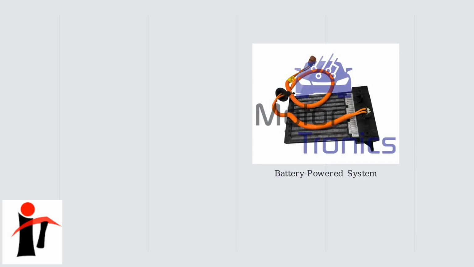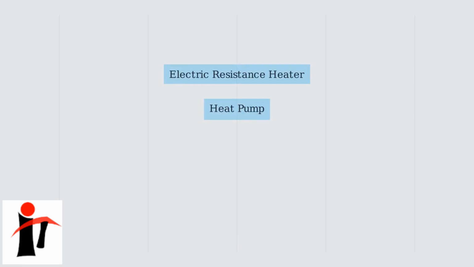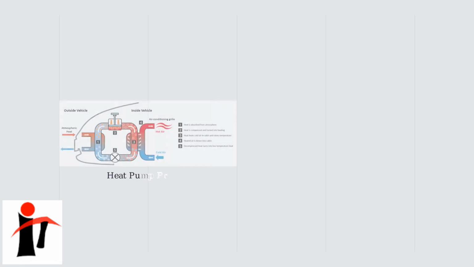Unlike gas cars, the heater draws directly from the battery, which can reduce driving range significantly in cold weather. The system uses an electric resistance heater for direct heating and a heat pump that efficiently moves heat from outside to inside the cabin. The heat pump absorbs heat from the outside air, compresses it to raise the temperature, and delivers warm air to the cabin while expelling cooler air outside.